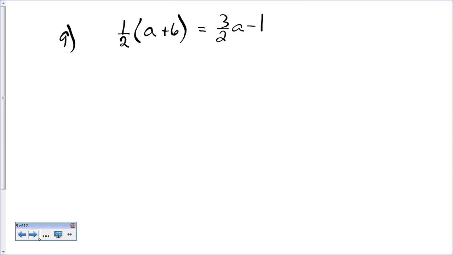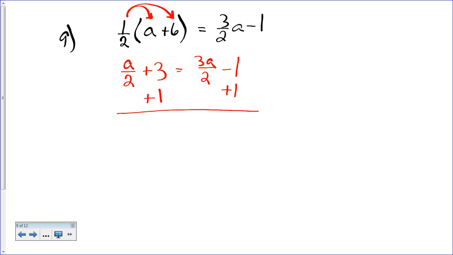All right, number 9. It's pretty much the same. So we're going to multiply through by 1/2. So 1/2 times a is a over 2, and 1/2 times 6 is 3. Then we've got 3a over 2 minus 1. Okay, variables on both sides and constants. So let's add 1, add 1. Boom. So we have a over 2 plus 4 is equal to 3a over 2.